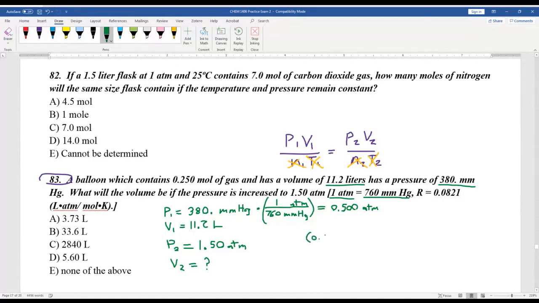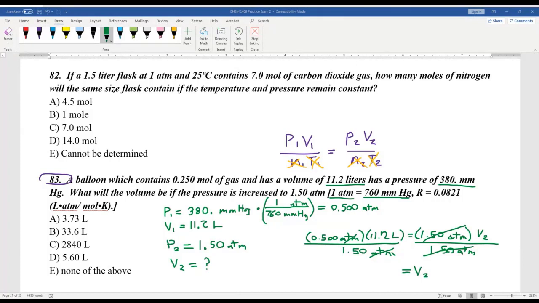So P1 is equal to 0.500 ATM, and V1, of course, is 11.2 liters. And then P2 is going to be my 1.5 ATM. So now I just have to solve for what V2 is. And algebraically, that means I just have to divide both sides by 1.5 ATM. And what does that give me? What does that give me for V2? There you go. Excellent. 3.73 liters. Very good.